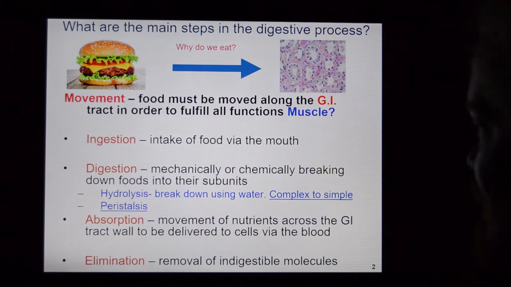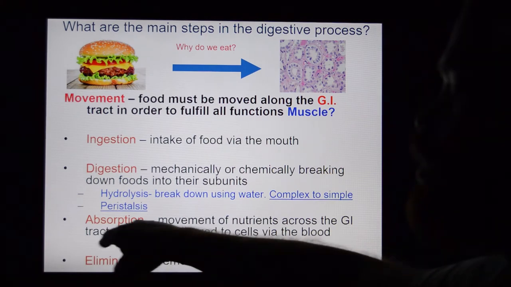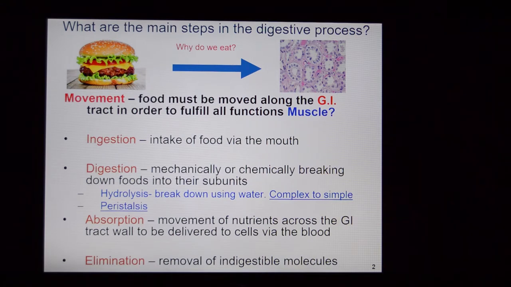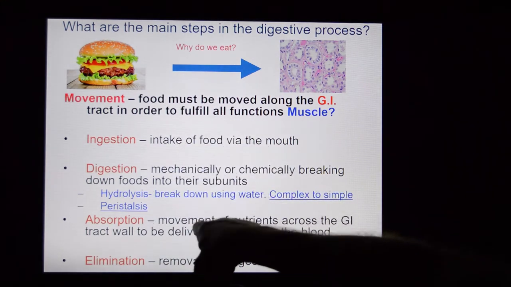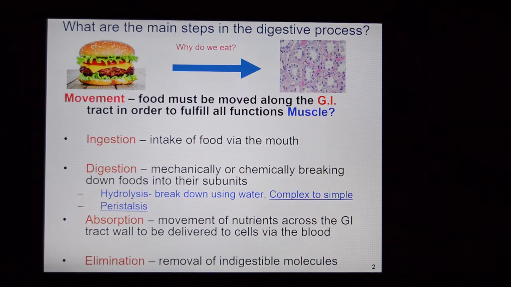Once we have broken that food down through hydrolysis reactions, complex to simple, then we will absorb the nutrients from whatever we can get. We have a portion of the small intestine that is specifically set up to allow us to absorb nutrients from that mechanically and then chemically digested food. And once we have absorbed everything we can absorb from it, we eliminate the rest as waste products, as fecal materials. So ingestion, bring it in; digestion, two parts; absorption, absorb what you can in the small intestine; then elimination via production of feces.